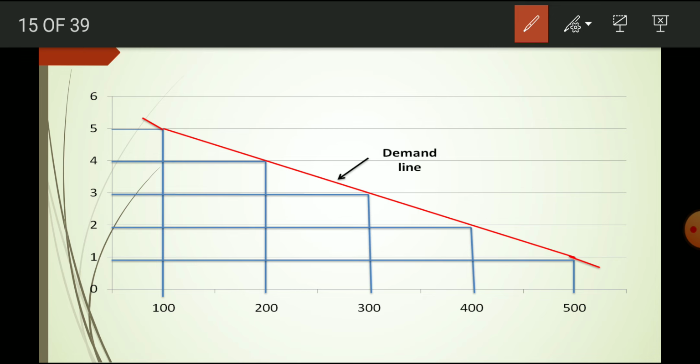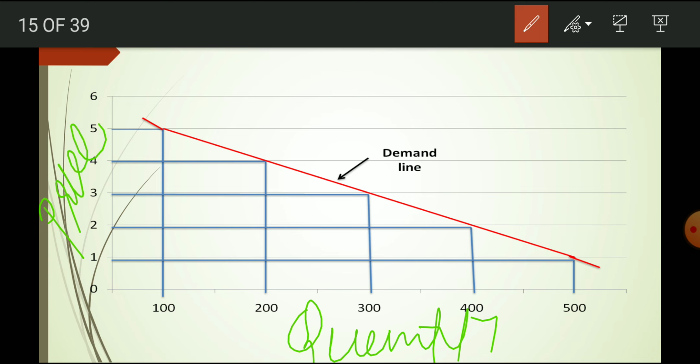You already learned this in 11th standard, chapter number 3 in economics. So here, on the x-axis you have to write the quantity, and on the y-axis you have to write the price of the product. So on the x-axis you mention the quantity of the product, and on the y-axis you mention the price of the product. We already discussed what happens whenever the price of the product increases.